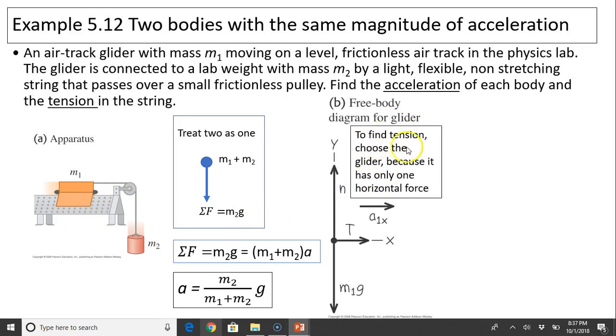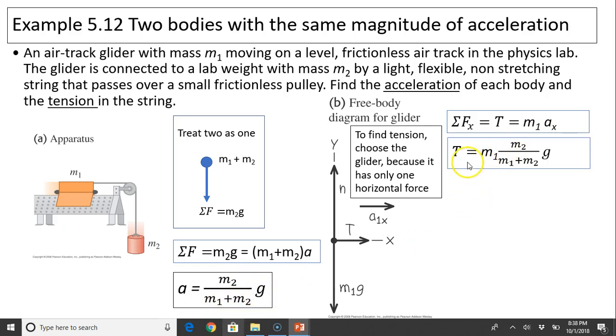In the free body diagram, to find tension, choose the glider because it has only one horizontal force. So that horizontal force equals m1 times ax. We already know ax equals m2 divided by (m1 + m2), times g, so we can find T. So T equals this.